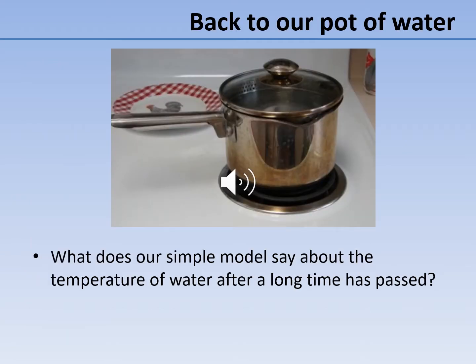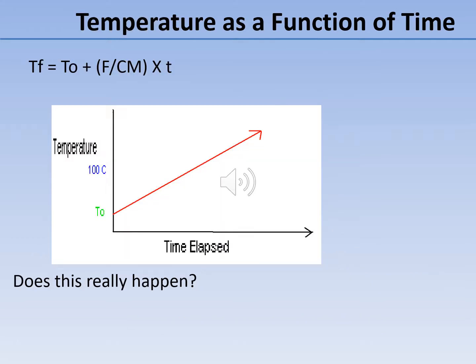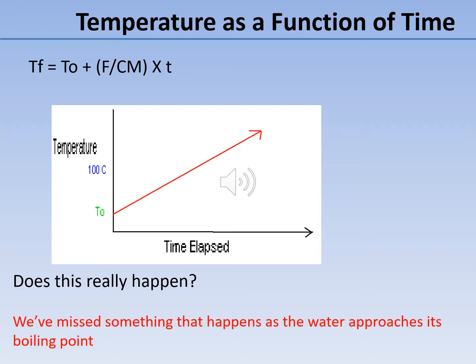Now let's go back to our pot of water. What does our simple model say about the temperature of the water after a long time has passed? It says the temperature increases indefinitely. Is the equation right? Some of you will say yes. But does this really happen? We've missed something that happens as the water approaches its boiling point.